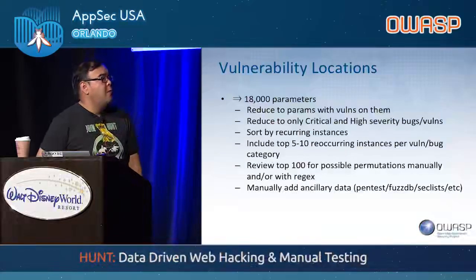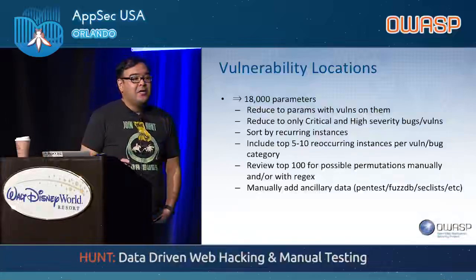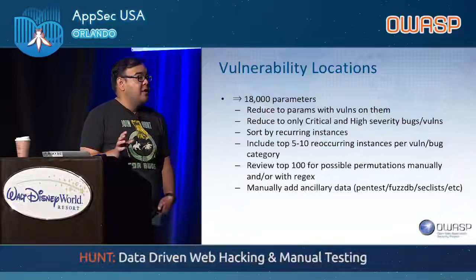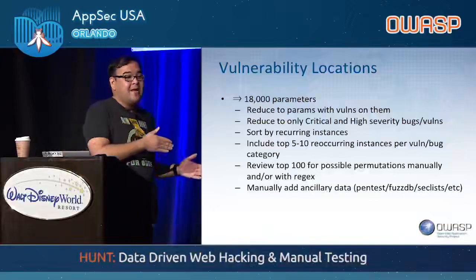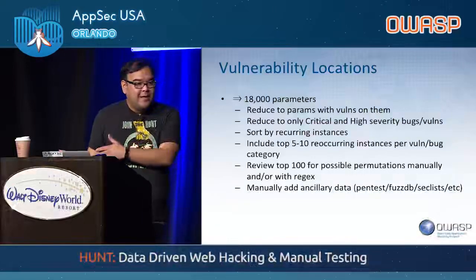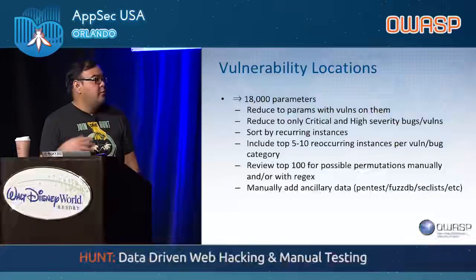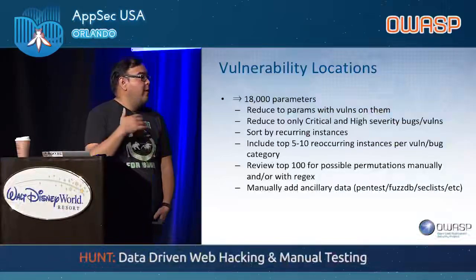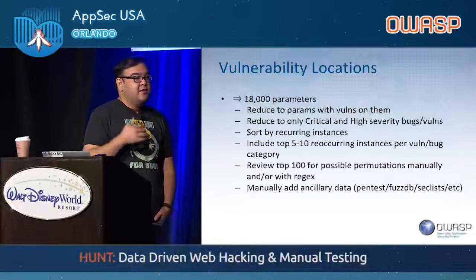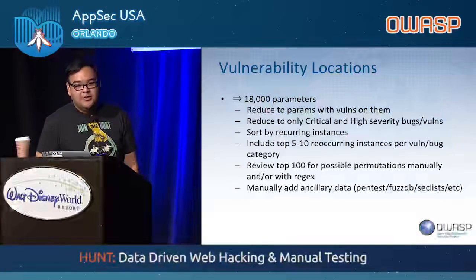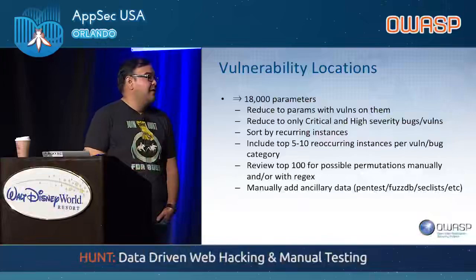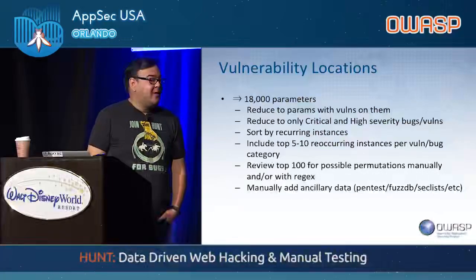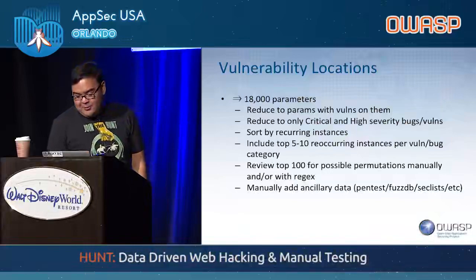We also reviewed the top 100 parameters for possible permutations manually or with regex. What we mean by that is sometimes we saw that parameter names had, let's take the example of ID again, sometimes it would be at the beginning of the parameter name, sometimes at the end, sometimes somewhere in the middle. So we saw a lot of that occurring as well. And then we also added manual ancillary data, stuff from what we've seen from doing hundreds and hundreds of pen tests. We've taken from lists like FuzzDB and SecLists. If you haven't heard of those, definitely check those out. They're cool projects.